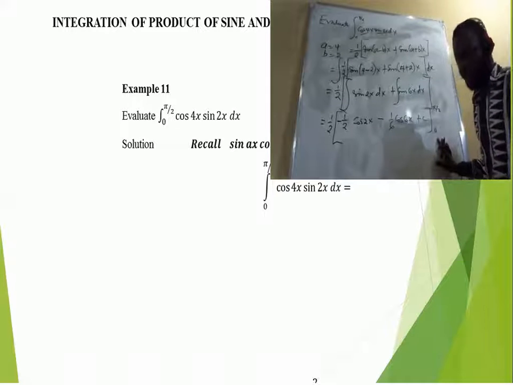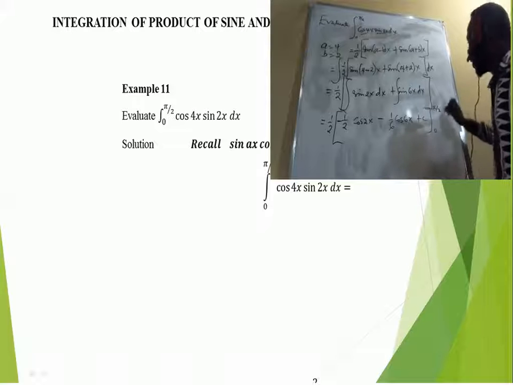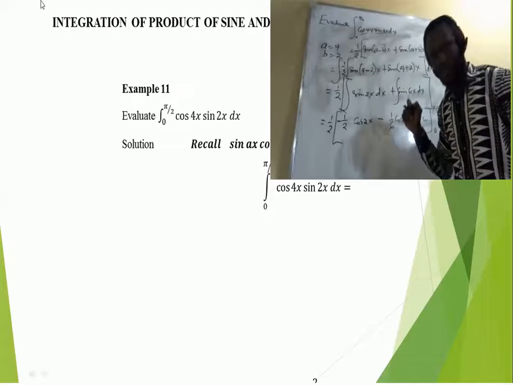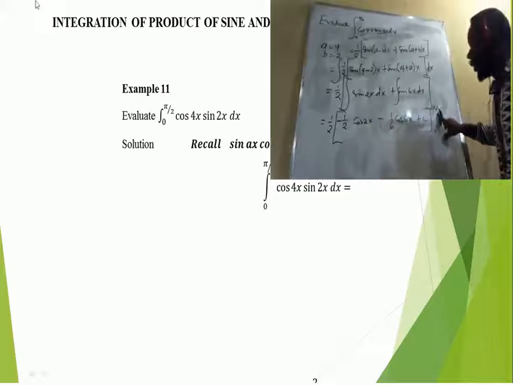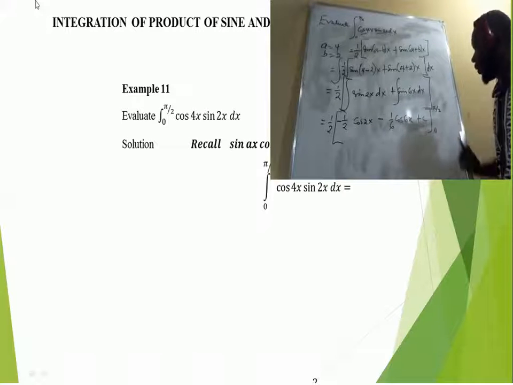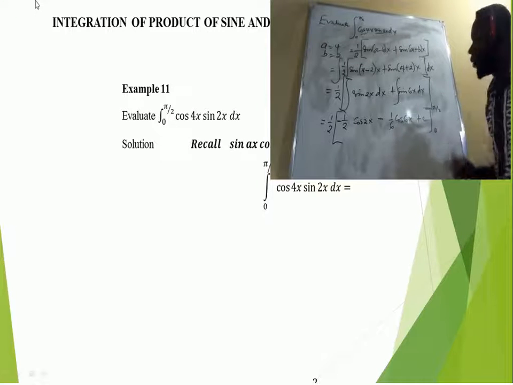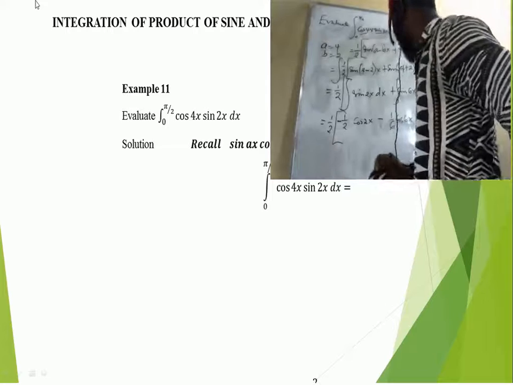What's the meaning of this? The meaning of this is that anywhere you see x, you substitute this there. Wherever you see x, you substitute this. So what do we do here? It means we are going to have what?